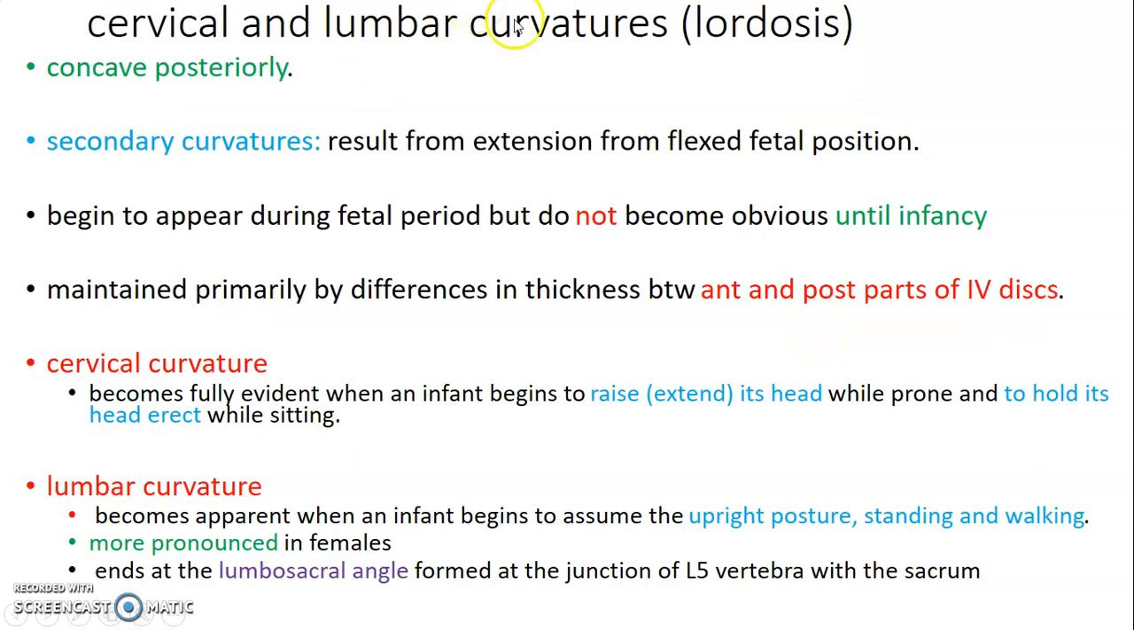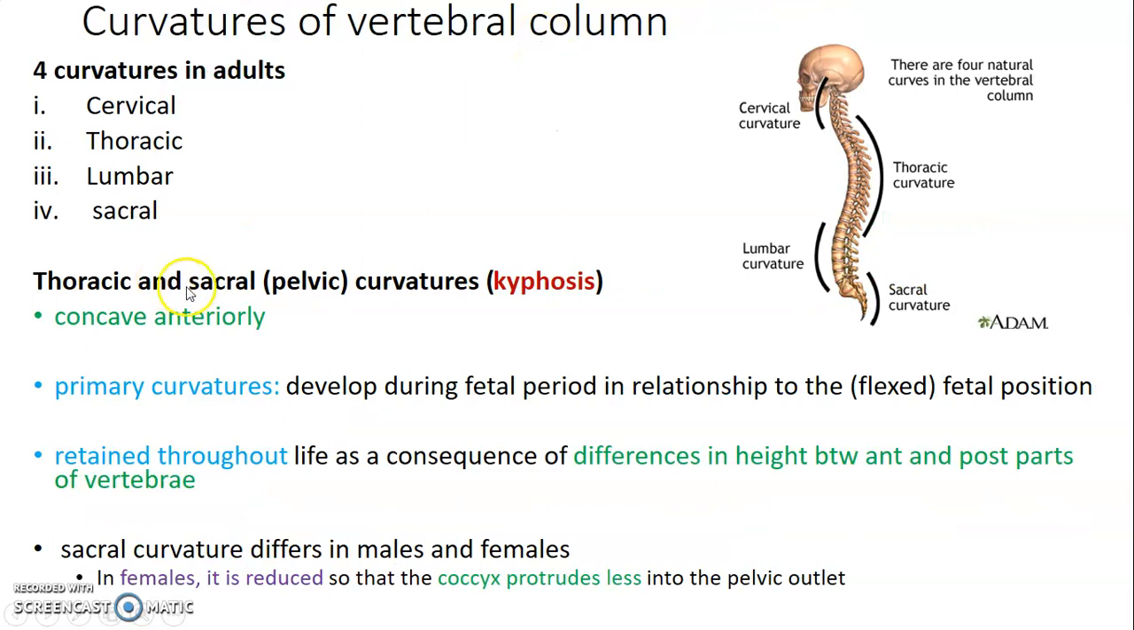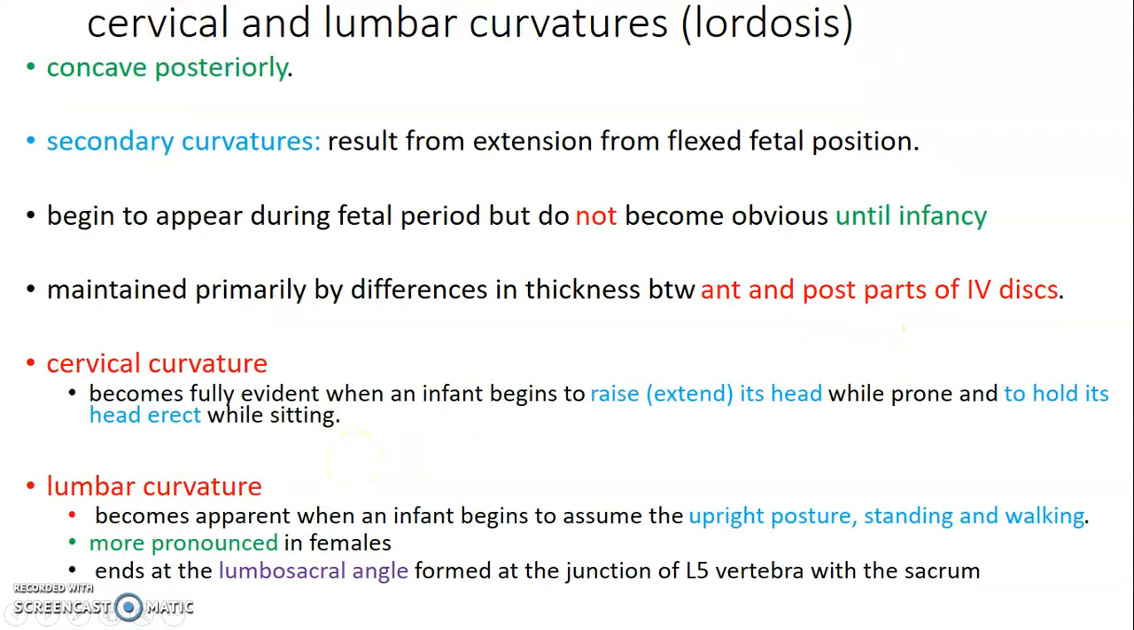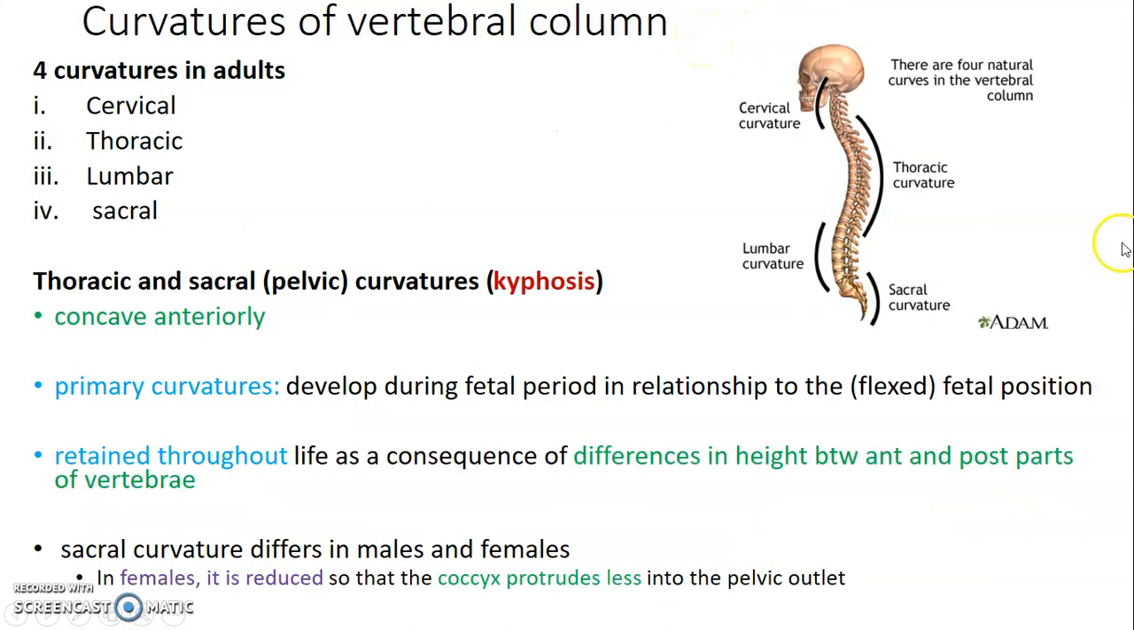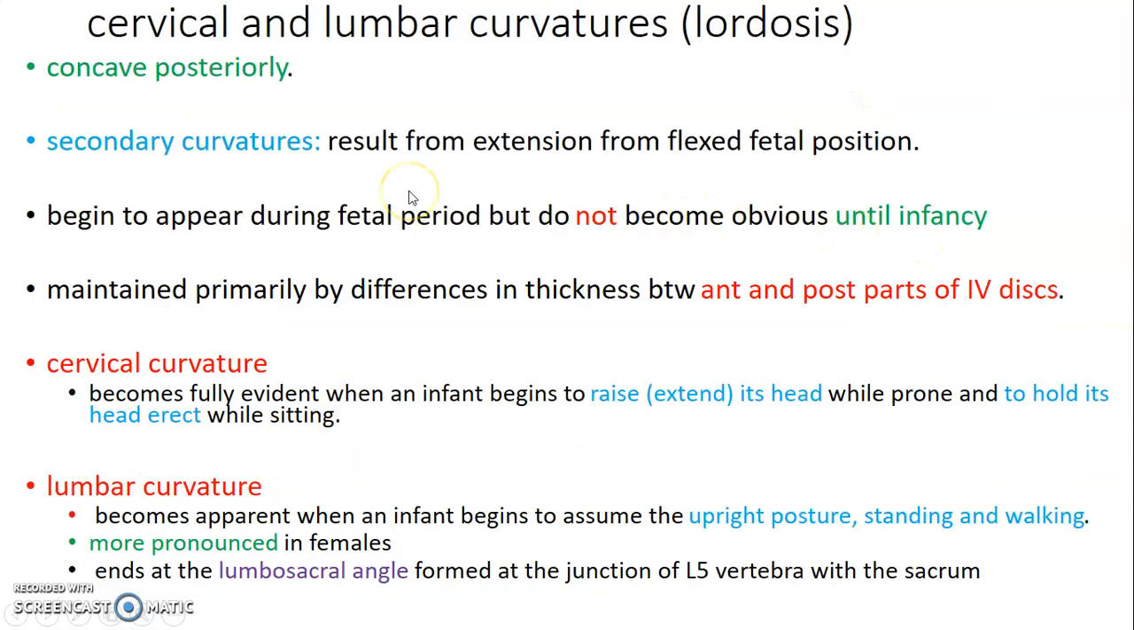Cervical and lumbar regions have a lordosis, yeah? The thoracic and sacral regions, this is what we call a kyphosis, where you are concave anteriorly, and we say these are the primary curvatures that develop in the fetal time period, and you retain them. While cervical and lumbar curvatures are called lordosis, so they are concave posteriorly, concave on the posterior aspect, and they are the secondary curvatures.